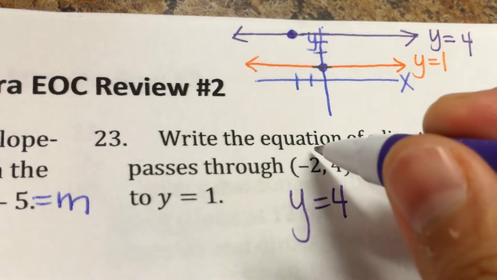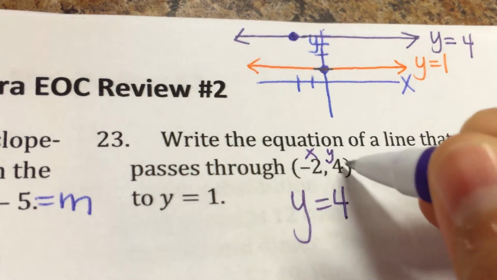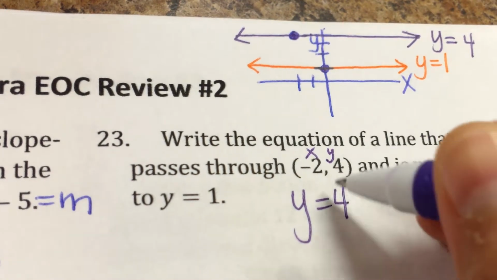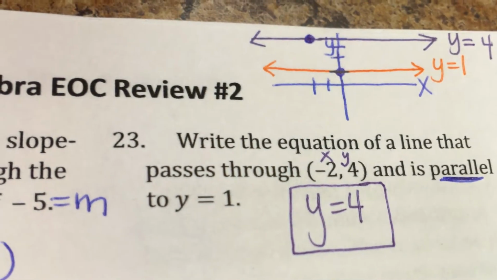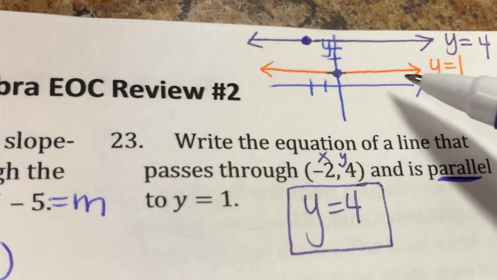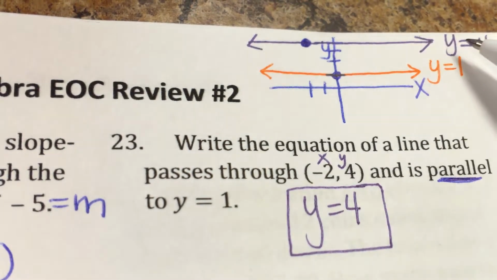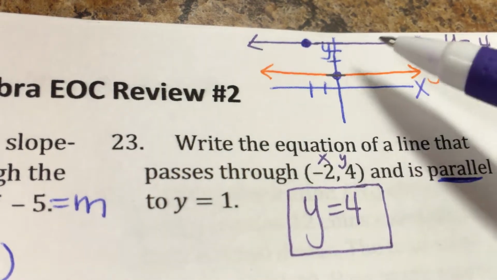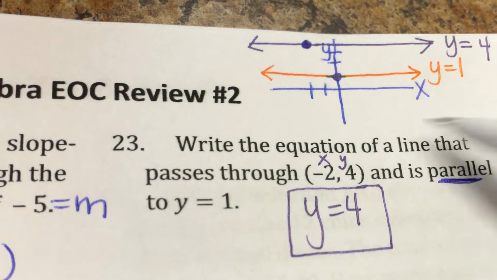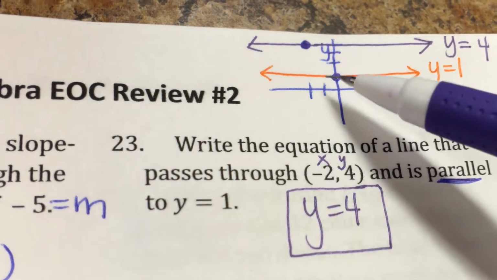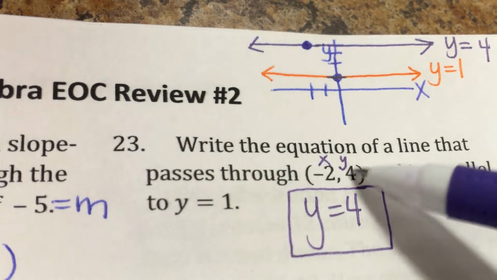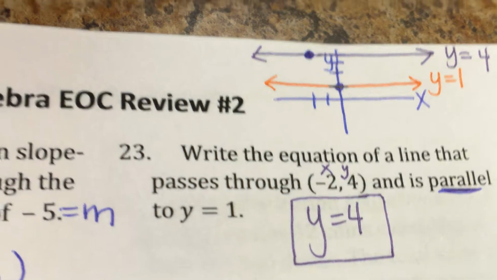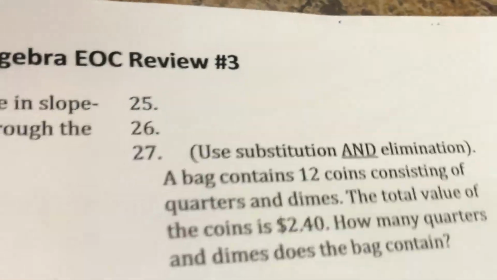Y equals 4. Plus, this is your x, that's your y. Y equals 4. There it is. But I graph it so that you understand what it means. So parallel lines have the same slope. And in this case, the slope is 0. Remember, they form the letter Z for 0. And this one's passing through that point, which is what we wanted. Okay, let's go ahead and do another one.